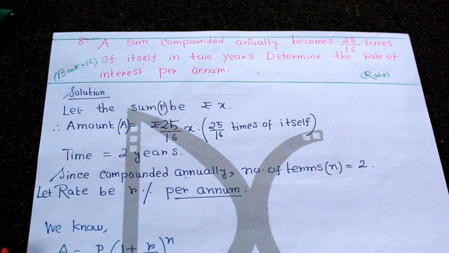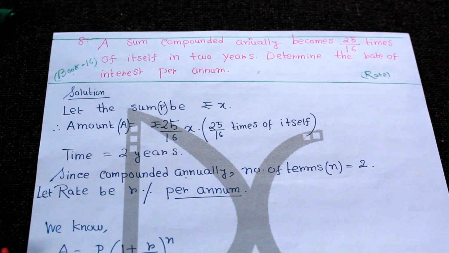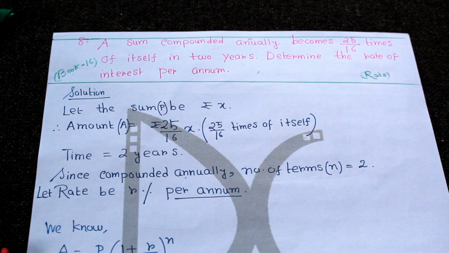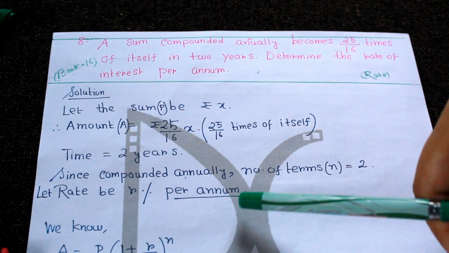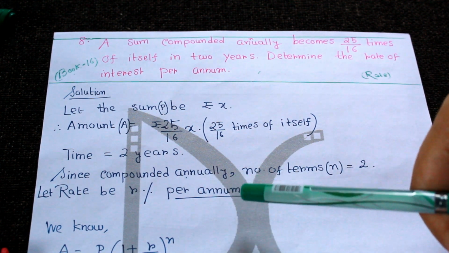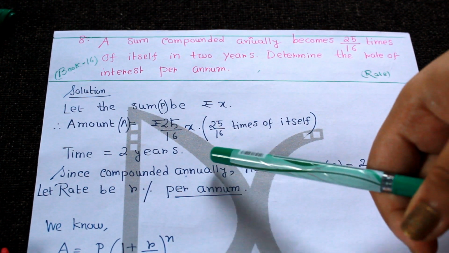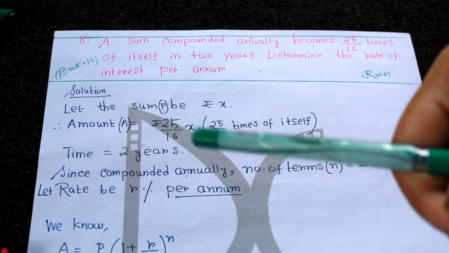This type of question is also there in your book. When that type of question comes in semi-annual or quarter form, you just multiply by 2 or 4 as I have mentioned before. So here n will be 2 only, and let the rate percent be r percent per annum. We are taking it per annum only because our question says it is compounded annually.